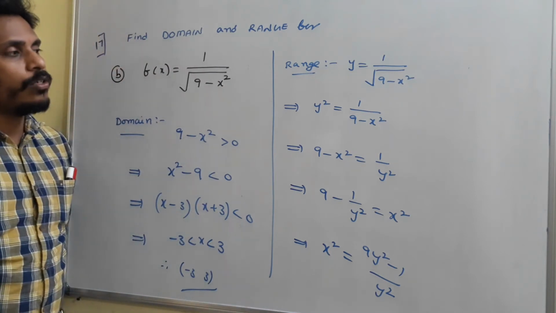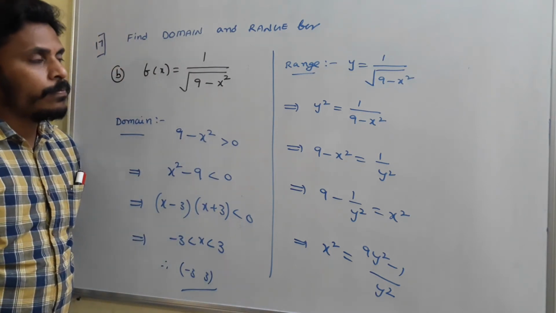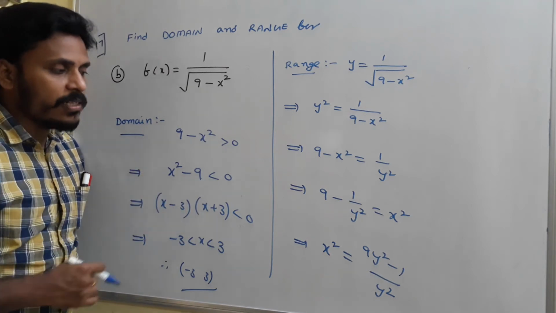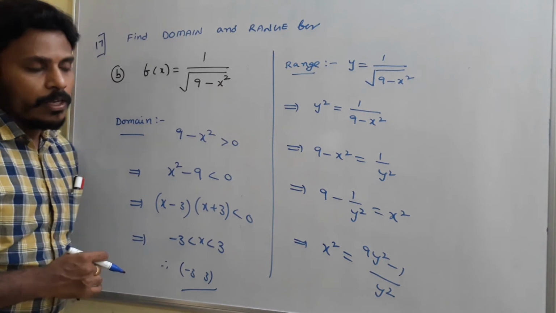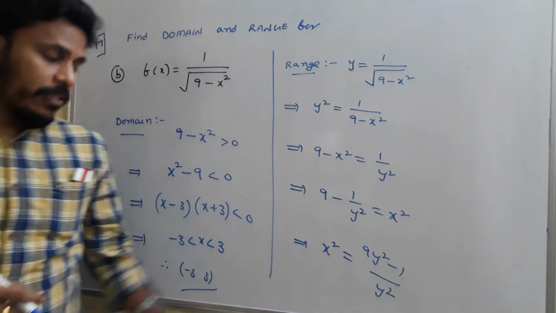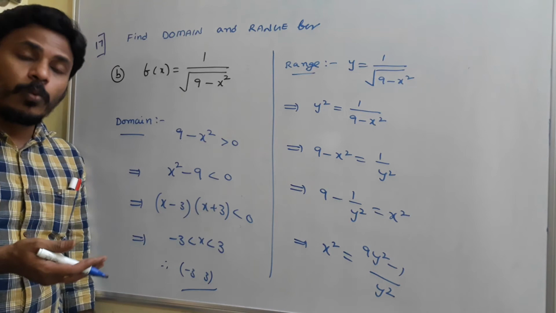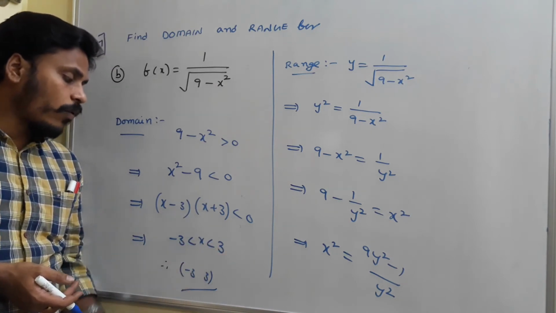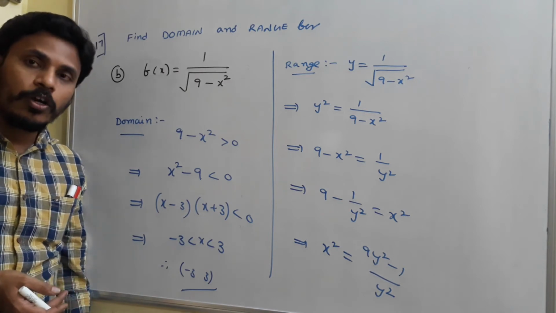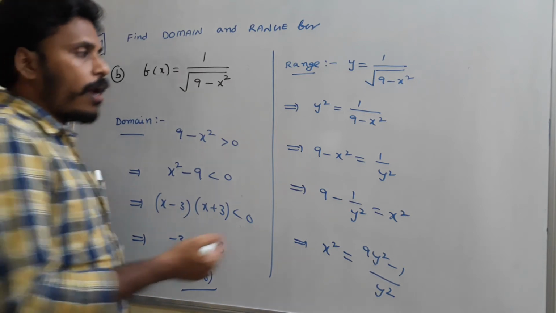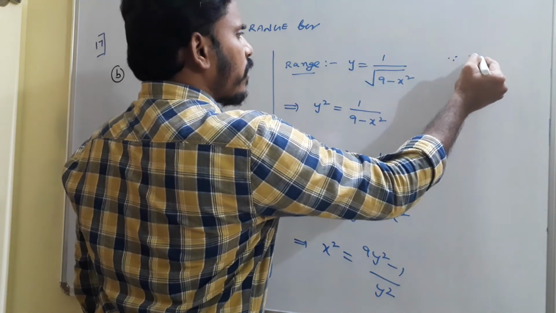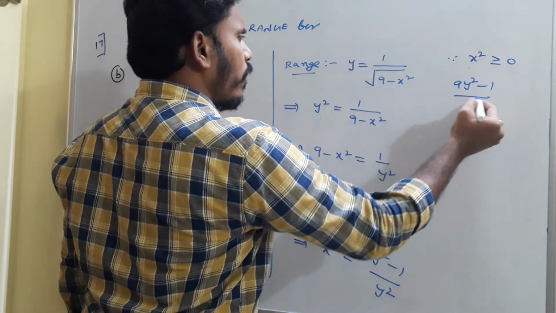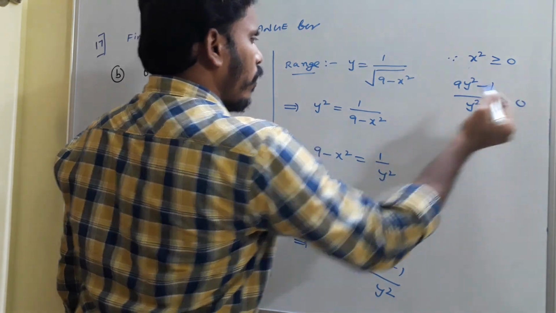Is there anything wrong? You just have a look. And at the end, x square is 9y square minus 1 by y square. So what do you say about this x square? X square is positive, something square. These are the possible values of x. In this region if you square, x square values lie between 0 and 9 actually, okay. X square values are positive. And from there, since x square is greater than or equal to 0, 9y square minus 1 by y square is greater than or equal to 0.